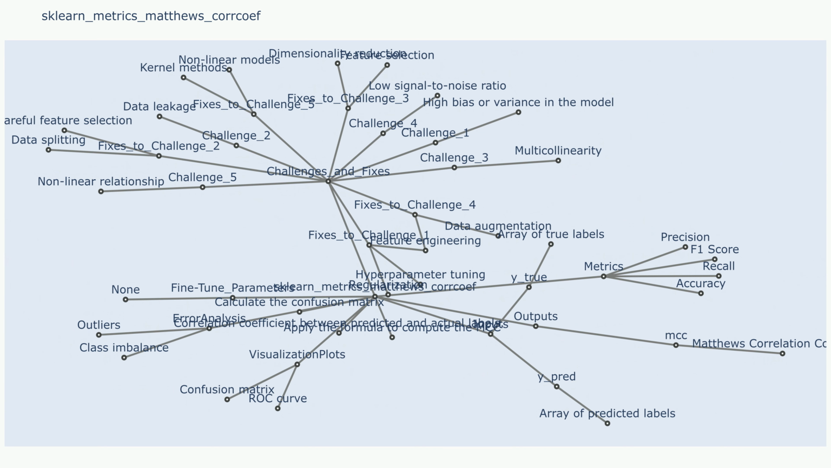Challenge 2: the MCC value can be sensitive to small changes in the number of true positives, true negatives, false positives, and false negatives. Sample use case: a small change in the number of false positives could result in a significant change in the MCC value.